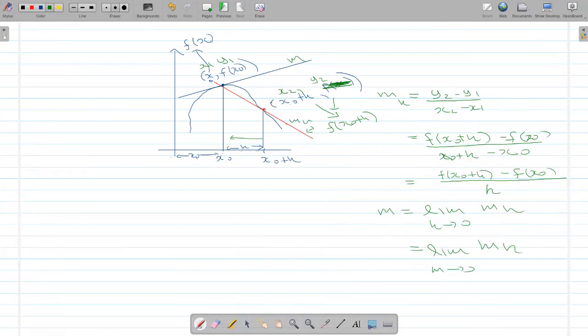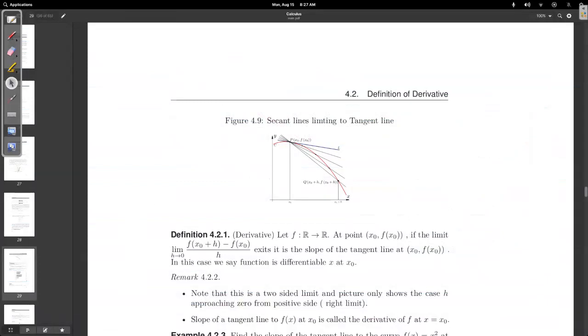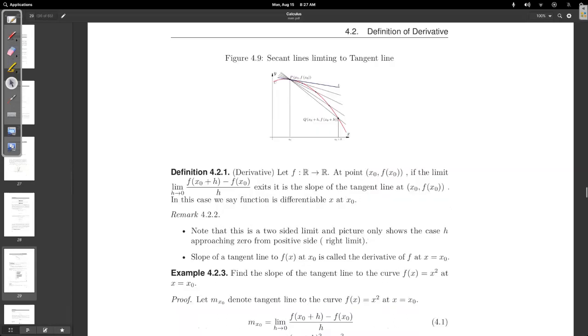Okay, so we call this the derivative. We call this limit the derivative of the function at x naught. So this is the definition of the derivative. Do you guys have any questions, or do you want me to explain it again?